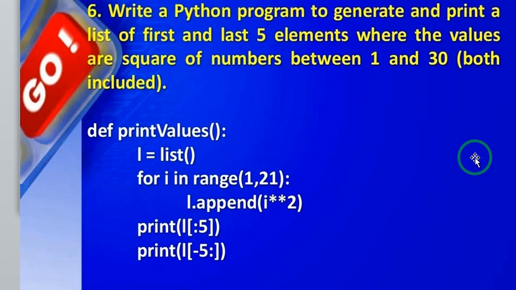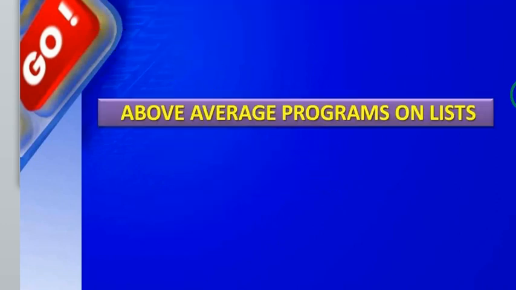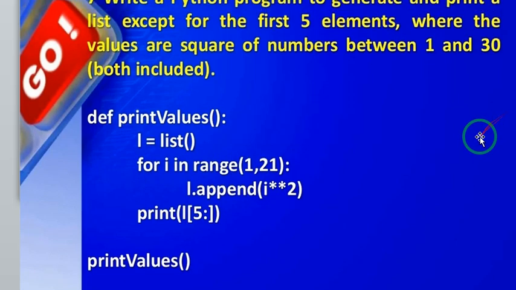The next question is writing a Python program to generate and print a list of first and last 5 elements where the values are squares of the numbers between 1 and 30. So what this does is it prints the values from 1 to 30. This should actually be 31, and we're just taking the square of it, so we're just adding L dot append I square because it says that they have to be squares of the numbers. Now these are good level problems.